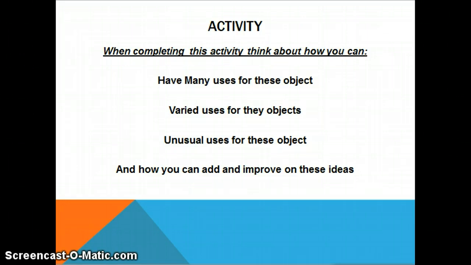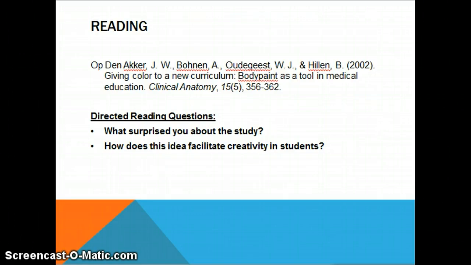Okay, so the reading for this module is a very interesting reading called Giving Color to a New Curriculum: Body Paint as a Tool in Medical Education. When you read this article, I think you'll find it interesting and a little surprising. That's what I thought of it.